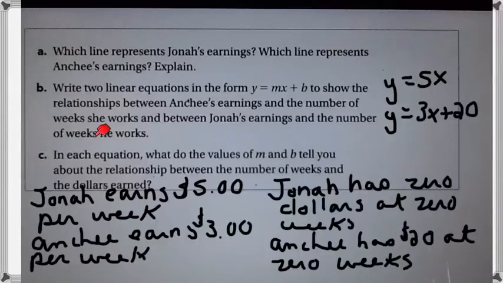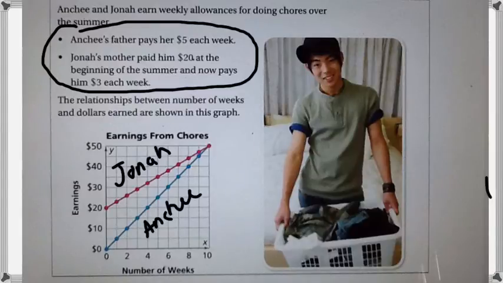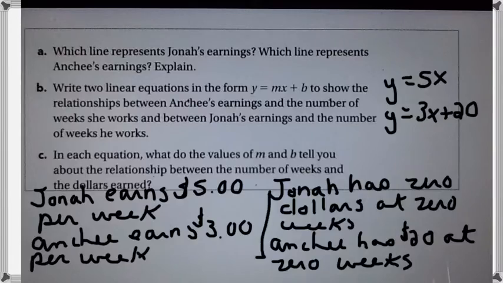So for every 1 week, Jonah earns $5. I wrote it as Jonah earns $5 per week. And for every 1 week, Inchi earns $3 per week. And then what does the y-intercept mean? Well, for Jonah, the y-intercept is 0, so he has $0 at 0 weeks, and Inchi has $20 at 0 weeks. Did I actually mess that up? Yes, I did. This is the other way around, so I'm going to draw arrows.